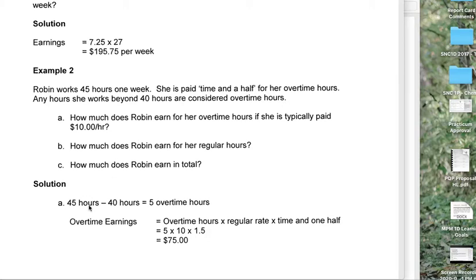So if she works 45 hours in 1 week, you take away that typical 40 hours, and she has 5 overtime hours. So in order to calculate overtime, you take the overtime hours, which is 5, multiply it by the regular rate, so she gets $10 an hour, and times it by time and 1/2. So this is her time, and this is half a time. So one full amount of time working times a half, which is 0.5. So she would make $75 based on this scenario.